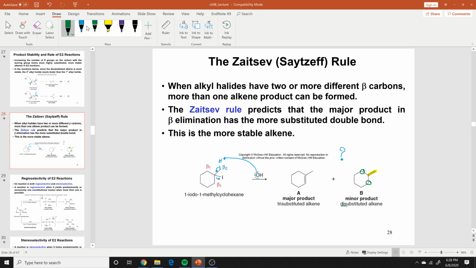Or I can do this. I can use this other beta hydrogen and have my base come, take the beta hydrogen, form a double bond, and iodine leaves, so my double bond is going to be in this area over here. To determine the degree of substitution, highlight your alkene and see how many carbons are attached to it, and you have 3 carbons, so it's trisubstituted. Definitely, the more substituted the alkene is, the more major it is.